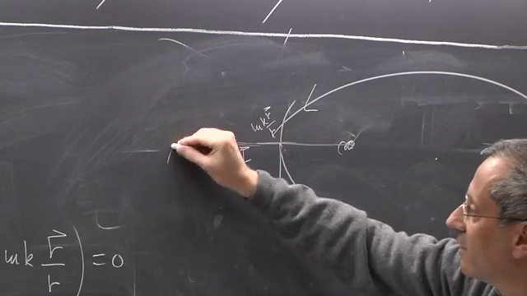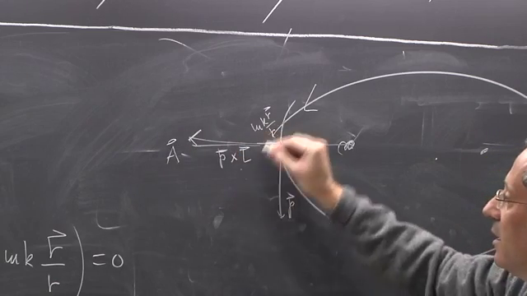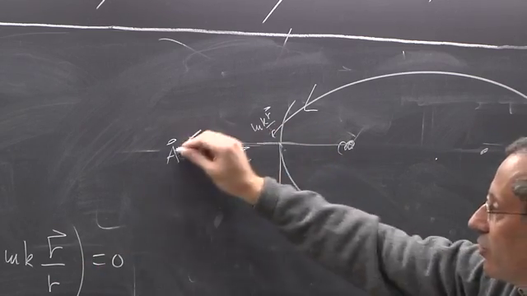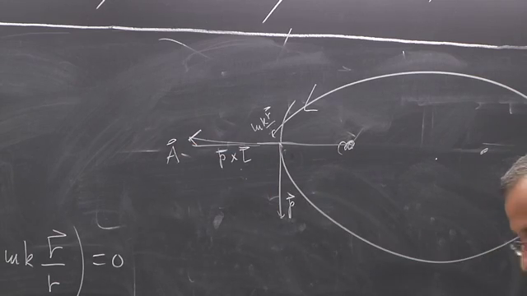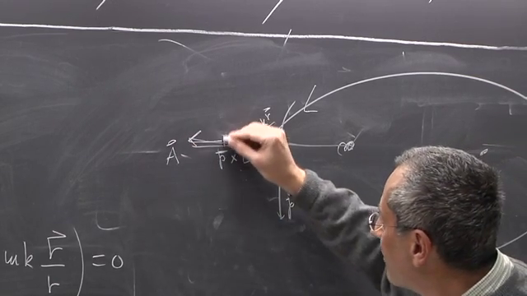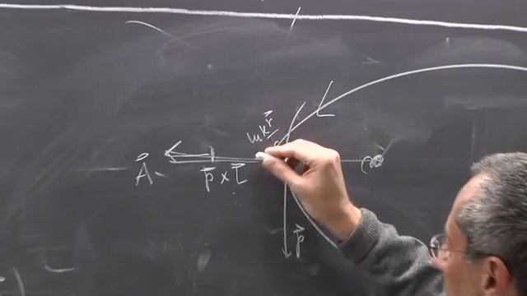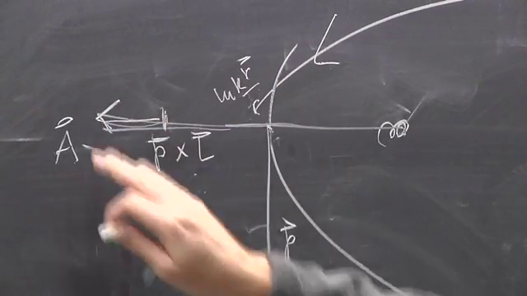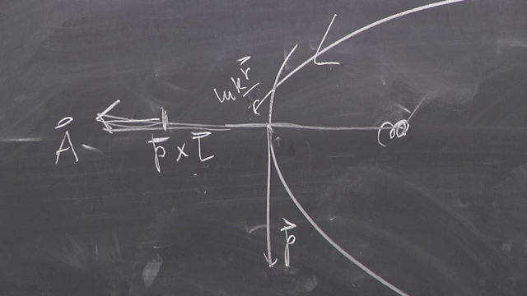So A is the difference between these two vectors, pointing this way. It depends how is the difference between these two. So it's going to be a vector of this length. I don't know. How is it here?